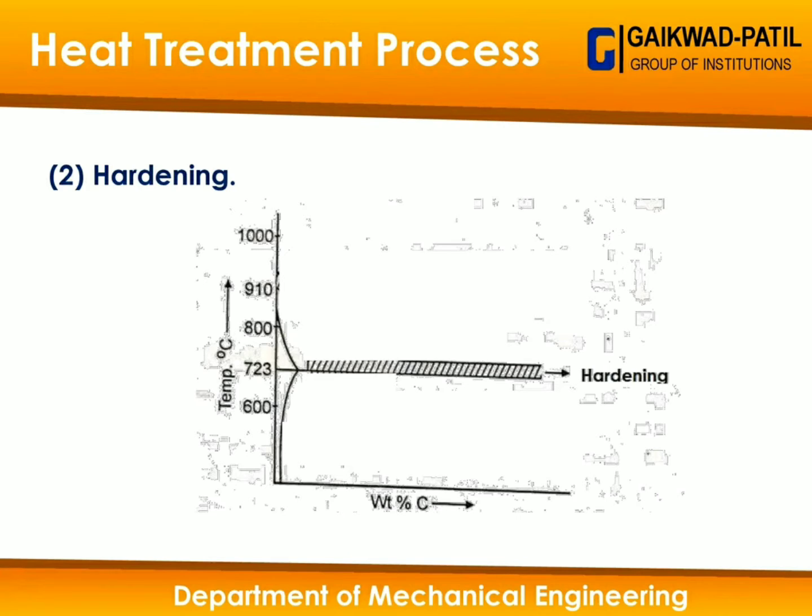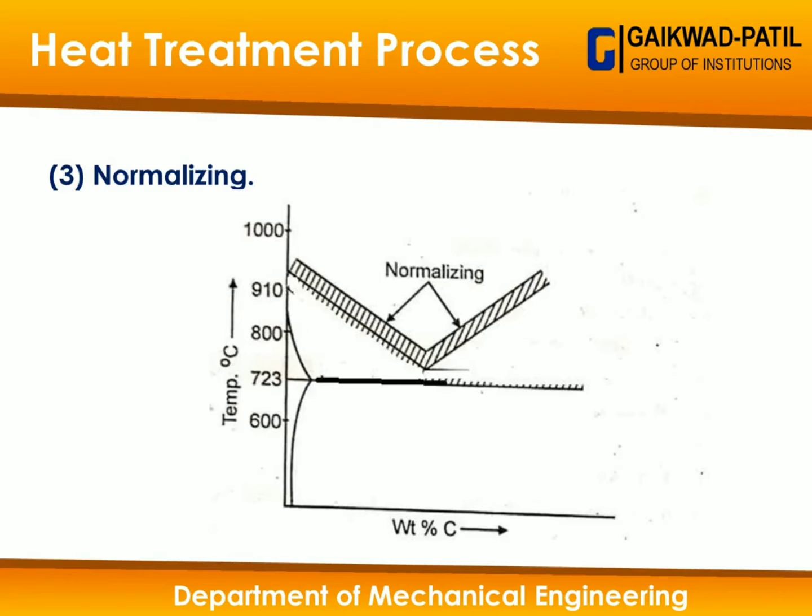Next is the normalizing heat treatment cycle. In this heat treatment cycle, the metal is heated to 910, above the austenization temperature, and then cooled down to 723 degrees centigrade and allowed to cool down at room temperature. That's why we call it the normalizing heat treatment cycle.